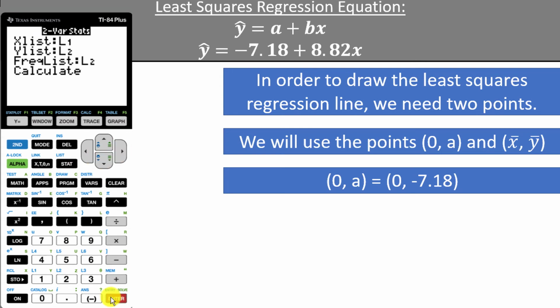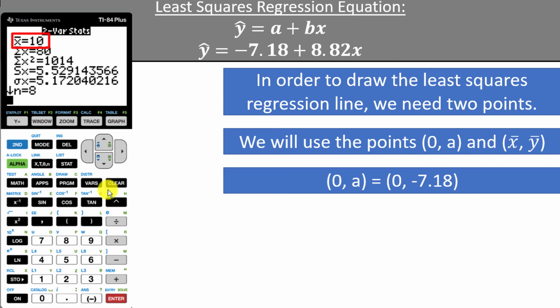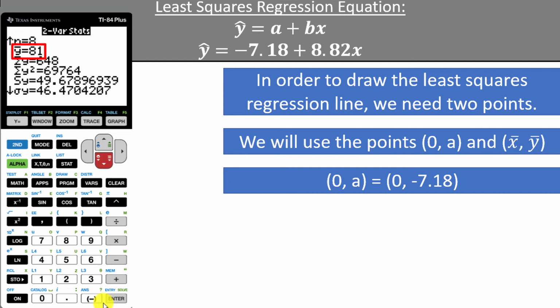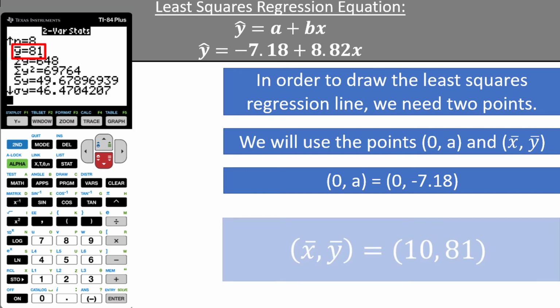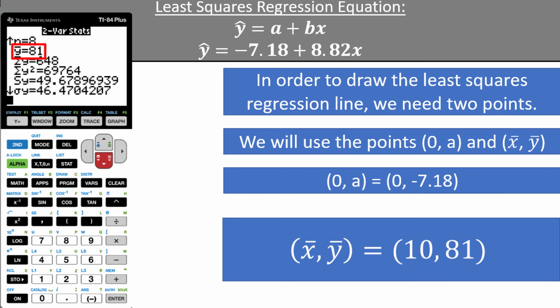statistics. Make sure you have L1 as the X list and L2 as the Y list, and that the frequency list is blank. Press calculate, and you should have x bar, the mean of your x variable, which we see here is 10. And if you scroll down, you should see that y bar, the mean of your y variable, is 81. So the second point, x bar, y bar, is 10, 81.